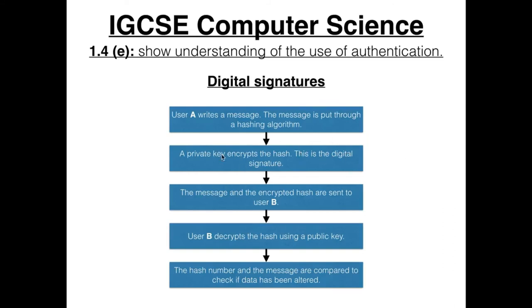It's reverse asymmetric encryption because we see that a private key encrypts the hash here, and a public key is used to decrypt it. When we learned about asymmetric encryption in the last video, a public key encrypted, and a private key decrypted. You get the other point. A public key was used to encrypt, and a private key was used to decrypt. Here, it's the other way around. Private is used to encrypt, and public is used to decrypt.